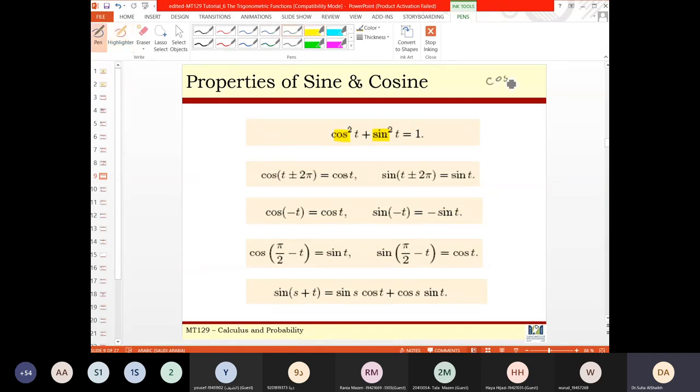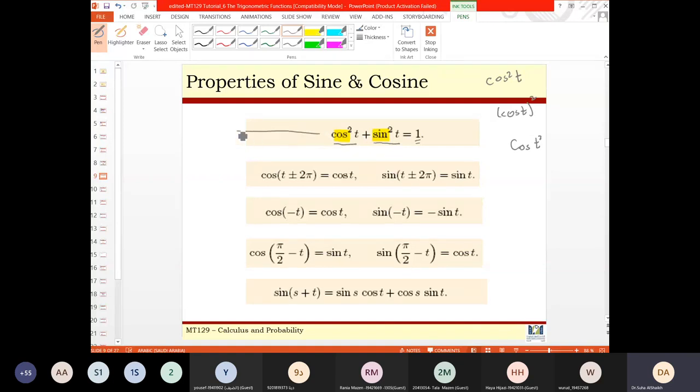Now what does it mean when I say I have cosine square of t? It means the value of cosine t squared, right? This is not the same as saying cosine t square. Cosine t square means squaring the t. So you have to be careful. Cosine square t means I'm squaring the cosine. Sine square t means I'm squaring the sine. So sine square t plus cosine square t is always equal to 1, regardless of what my t is.